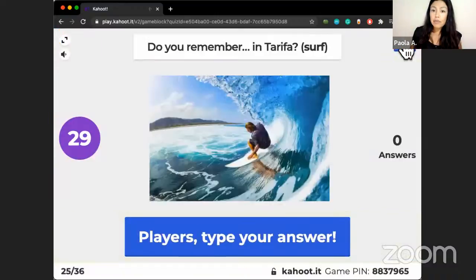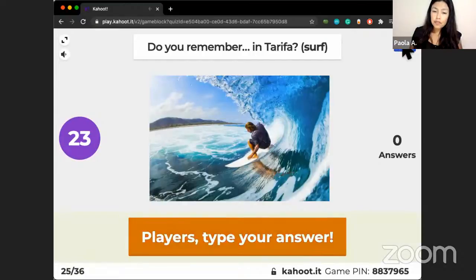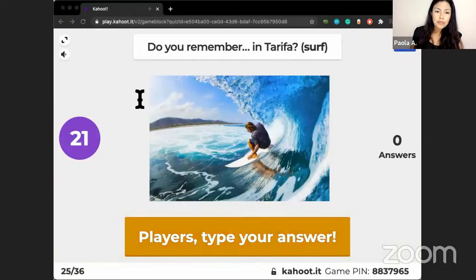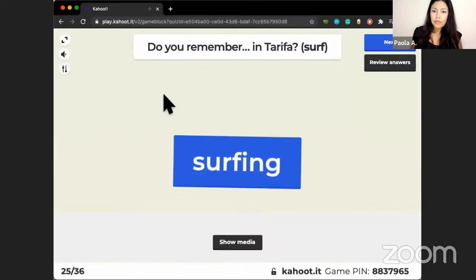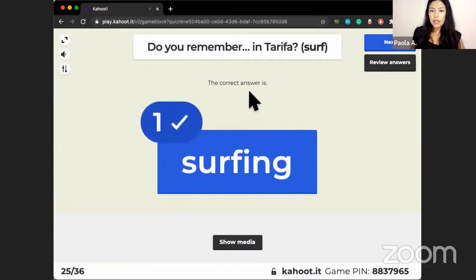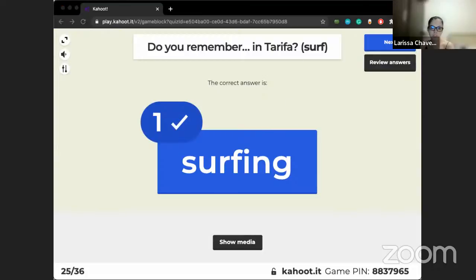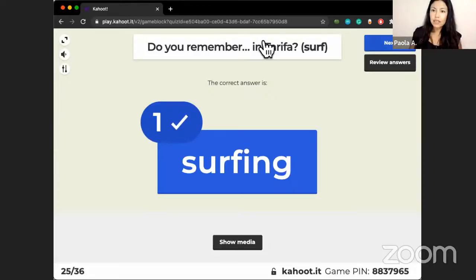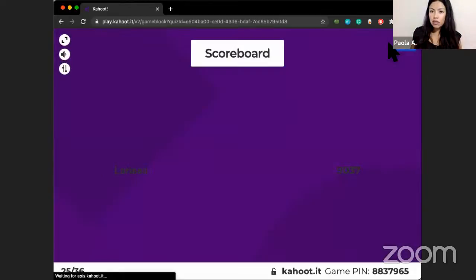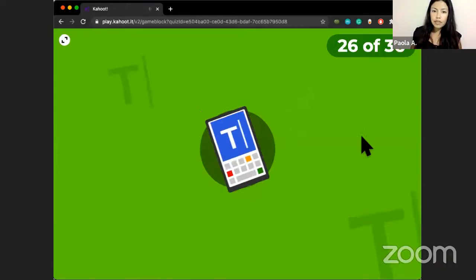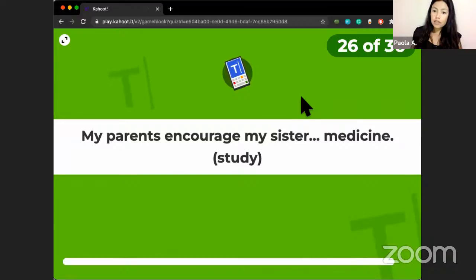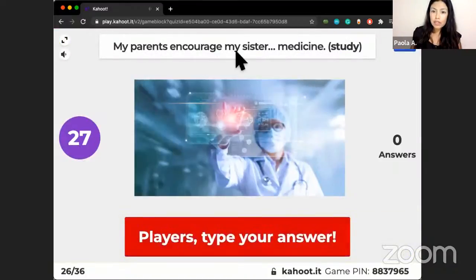Okay, what about remember? This is a question. Remember. Do you remember surf? All right, great job. Let's read the question, please. Do you remember surfing in Tarifa? Excellent. This is just a name, no? A place. Let's see the next one. Okay. Encourage. My parents are encouraged. My sister. What do you think the verb goes there?